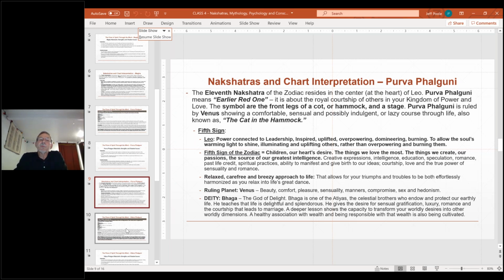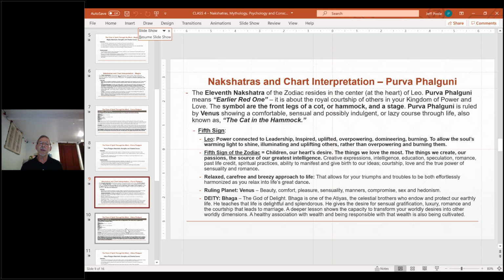So Purva Phalguni, ruled by Venus, shows that comfort, sensual, possibly indulgent nature, and the ability for laziness to come in through the course of your life. And that's where the cat in the hammock comes in. Because if you have a cat and you have a hammock in your house, the cat will be in it most of the time, as an example of that, because it wants to just relax and enjoy life as it is. So being that fifth sign, all those things that we talked about before are really very, very key.